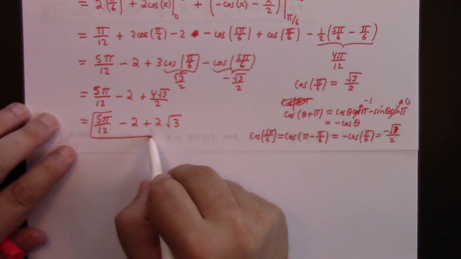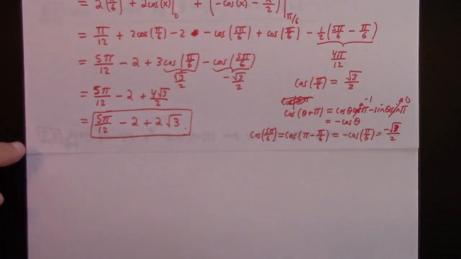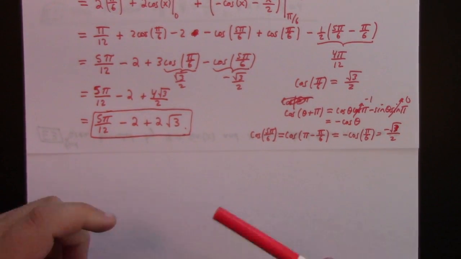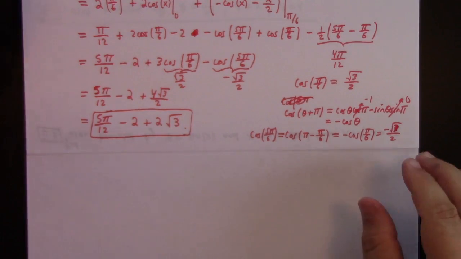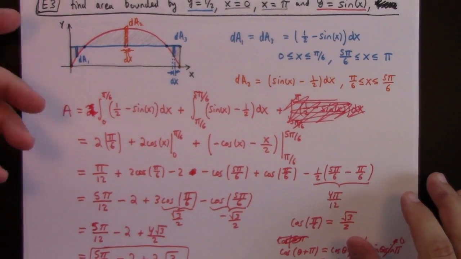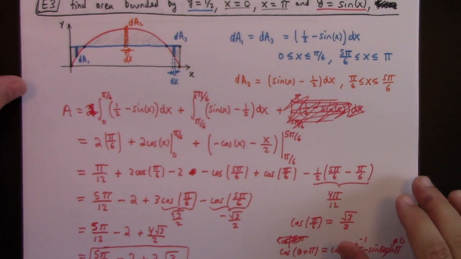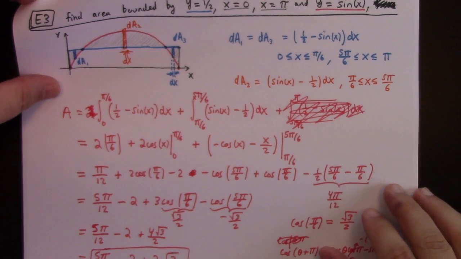Now, did I make a mistake somewhere? Is this really the real answer? I don't know. I tried to do it carefully. But anyway, the setup is probably most important here. I hope you see the importance of identifying which is the top curve versus which is the bottom curve, because if you don't do that, you'll get the wrong answer.